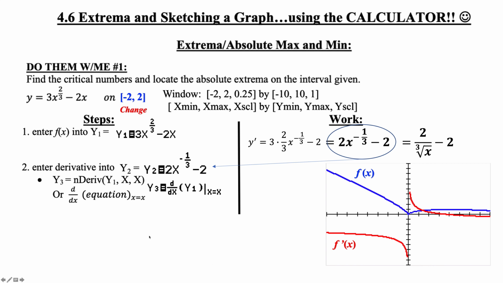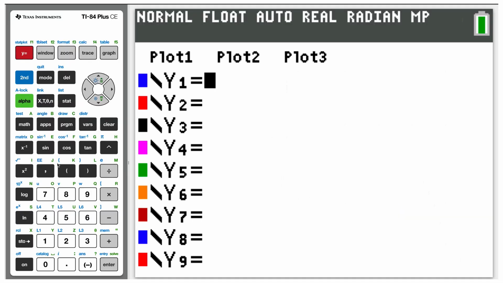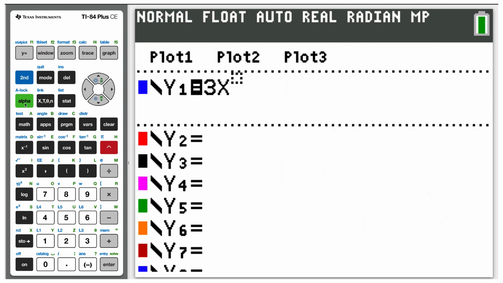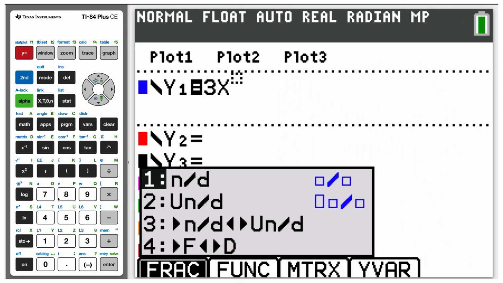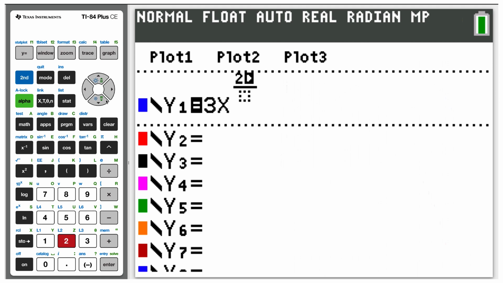Okay, so here's the graph of y3. Now notice that it's tracing right over the red graph, and again, that will be shown in my video, which is coming up. Hit the y equals button. So we're in our window here. So we're going to type in our 3x raised to the alpha y equals fractional power. Put in our 2 over 3. Make sure you right arrow out of there. Minus 2x.